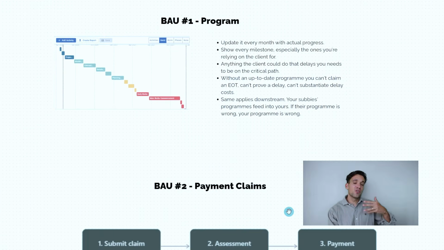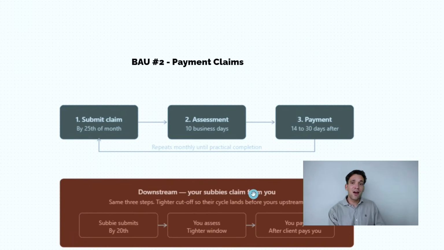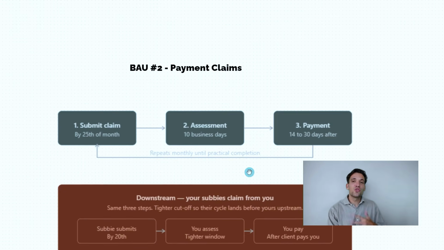So the second regular ongoing task will be our payment claim. Typically this will be like the 25th day of each month, but again, the contract will tell you exactly when. You submit a claim showing how much work you've done. And again, you'll do the exact same thing when your subcontractors submit claims to you.